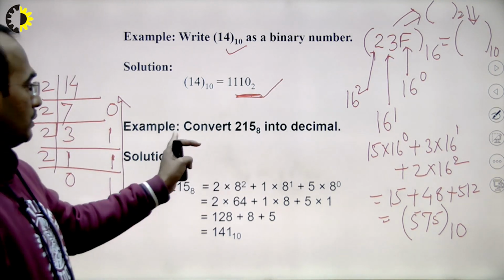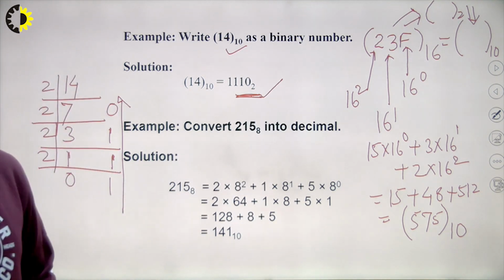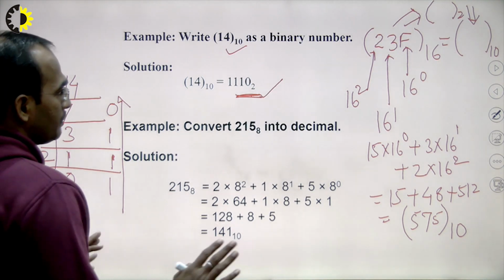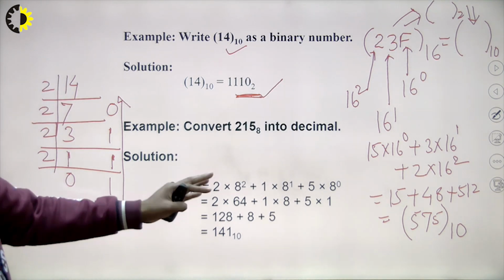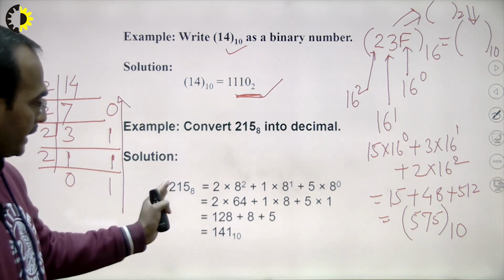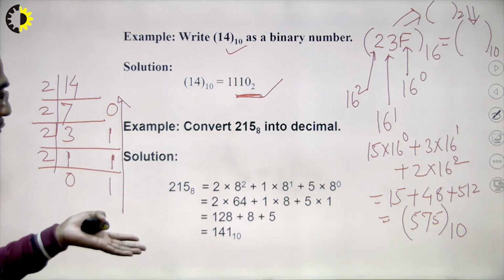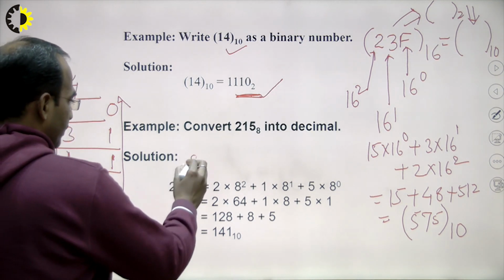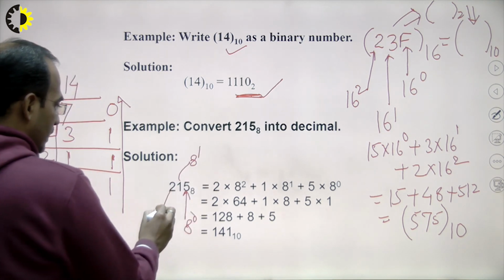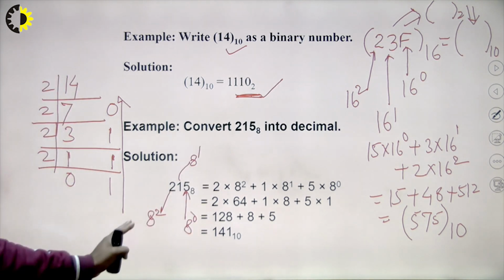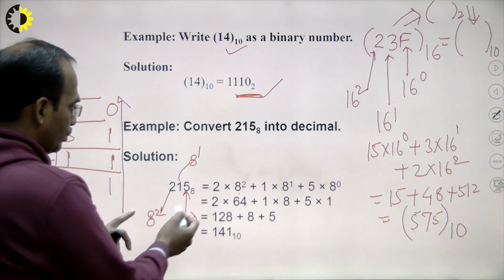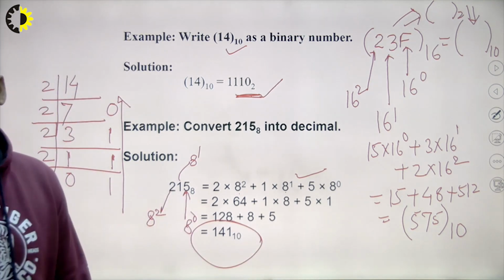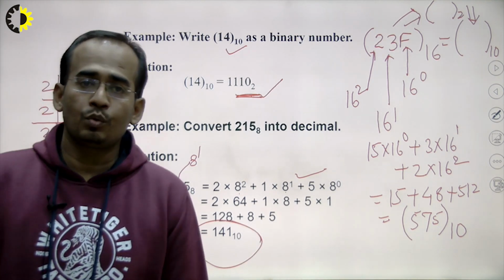Similarly, next example is I have to convert 215 at the base 8 into the decimal number. So, for converting this into the decimal number system, what will I do? I will directly convert by using the position weight of the number. So, this is at 8 to the power 0, this is at 8 to the power 1, this is at 8 to the power 2. By using this you will get 2 into 8 to the power 2 plus 1 into 8 to the power 1 plus 5 into 8 to the power 0. You will get the decimal equivalent of this 215 at the base 8.